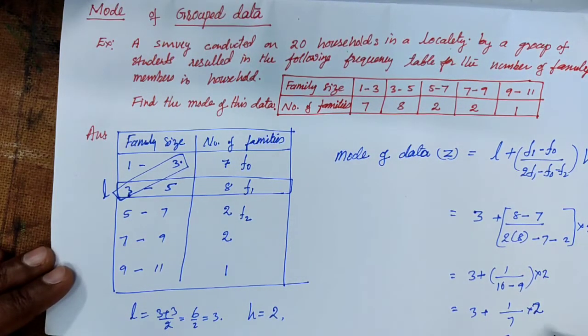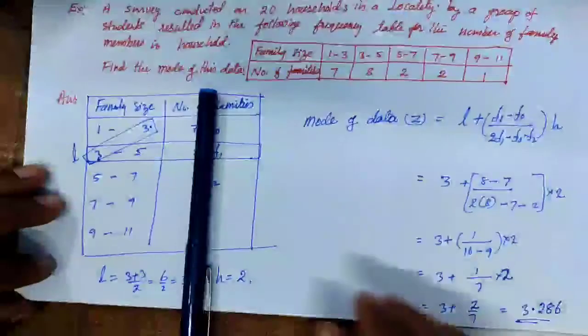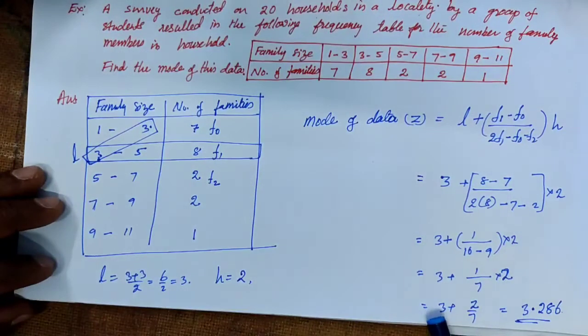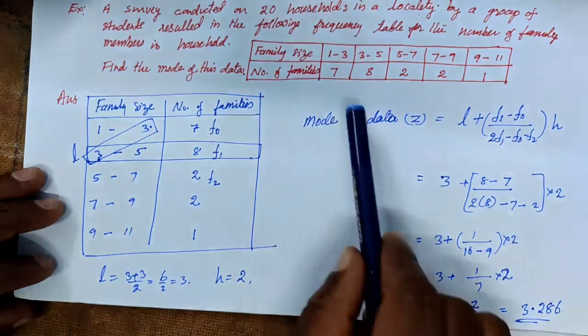This value is equal to 3.286. If you divide 2 by 7 we get 0.286, so 3 plus this is equal to 3.286. So this is the mode of the data. 3 plus 2 by 7 is equal to 3.286. This is the mode of the given data.